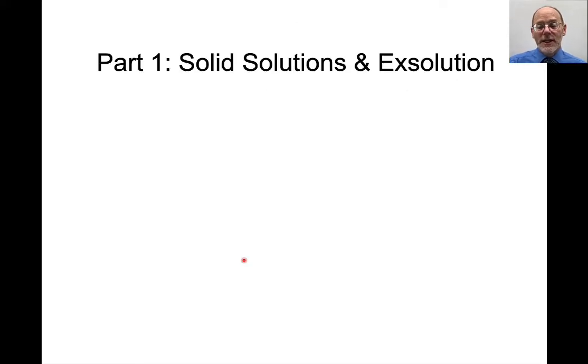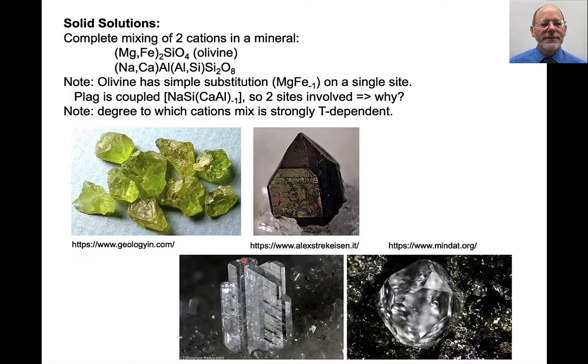So first, let's talk about solid solutions and exsolution. Solid solution is the complete mixing of at least two cations in a mineral. One of the examples that we use a lot in geology is olivine. Olivine has two octahedral sites that mix iron and magnesium pretty much randomly. We call this simple substitution. We can express it as MgFe-1. So if you add magnesium, you can subtract iron from it. This is how metamorphic petrologists describe substitutions. This is called an exchange vector. You're exchanging magnesium for iron.